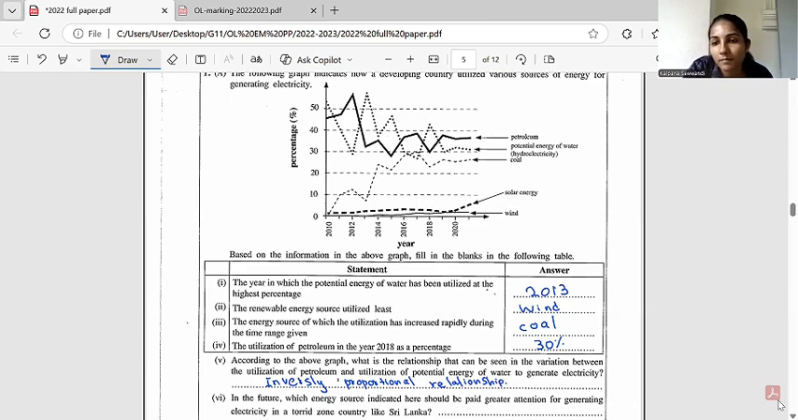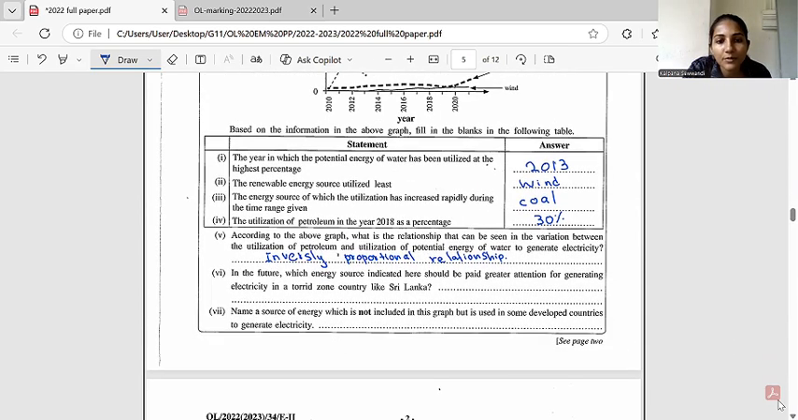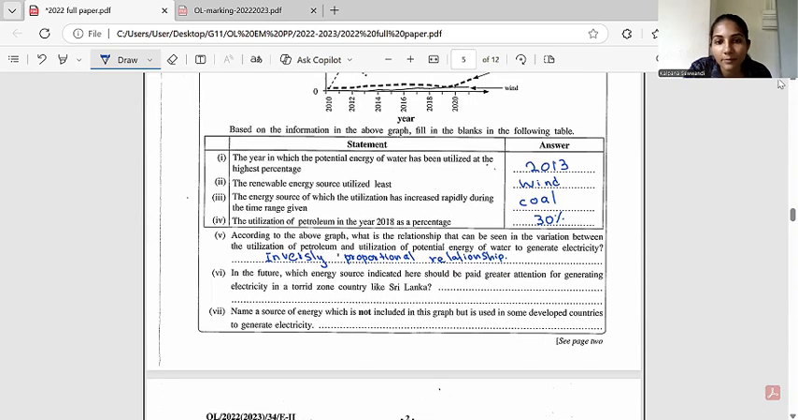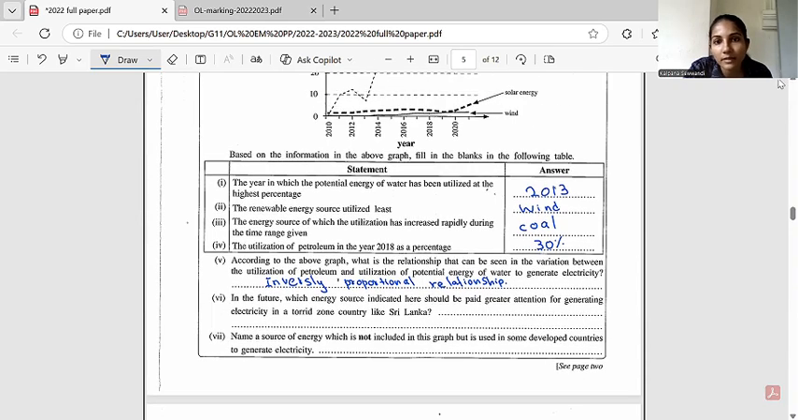Next question. In the future, which energy source indicated here should be paid great attention for generating electricity in a torrid zone country like Sri Lanka? Torrid zones mean the countries near the equator. So countries near the equator get sunlight all over the daytime. So solar energy will be the answer.